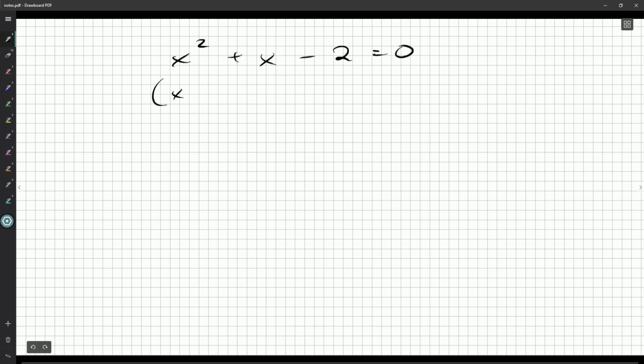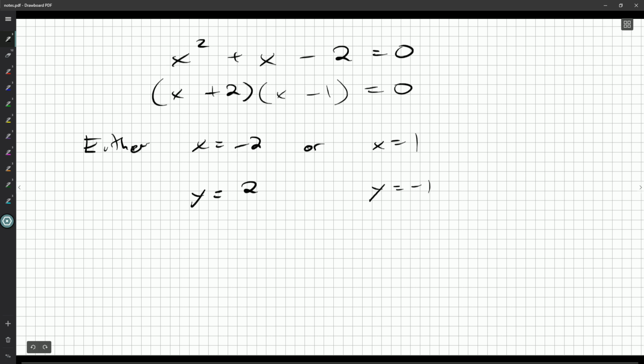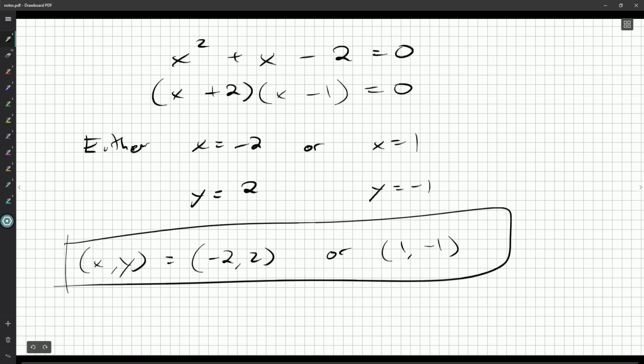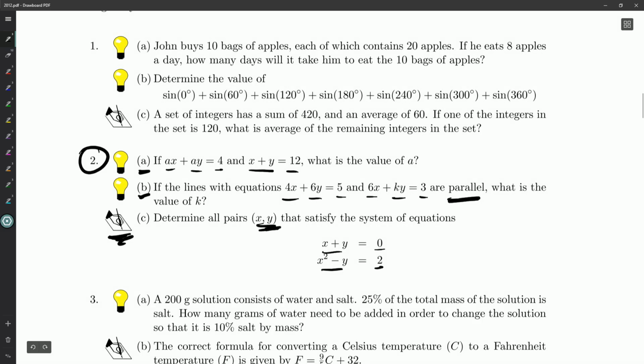Okay? And we can factor this. You'll get x plus 2 times x minus 1. So either x is minus 2 or x is 1. Simple as that. But now that I know what x is, y is just the negative. So my pairs xy have to be (minus 2, 2) or (1, minus 1). And there we go. That's all there is to it. We only had 2 possible pairs.